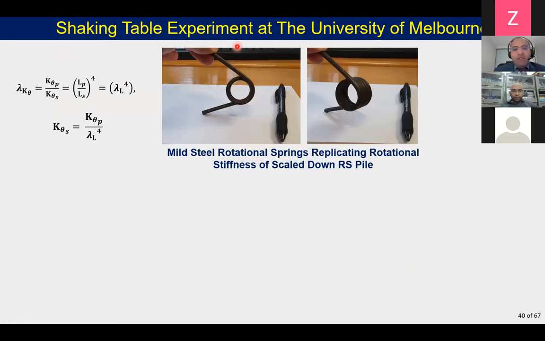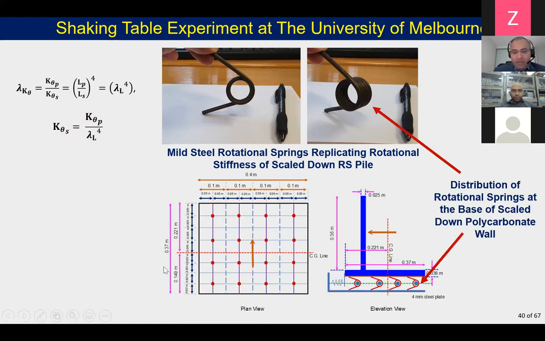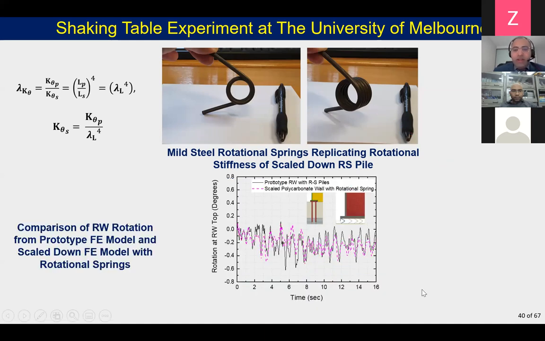So we actually manufactured these small springs here to give the same rotational stiffness, which comes from the scaled down analysis. Based on that, we placed this at the base of the scaled down model in the lab. We also did the finite element investigation considering the full rock socketed pile and the scaled down spring. So the finite element model with the rock socketed pile and the finite element model supported using these springs. You can see the response during an earthquake, and quite a very good agreement.